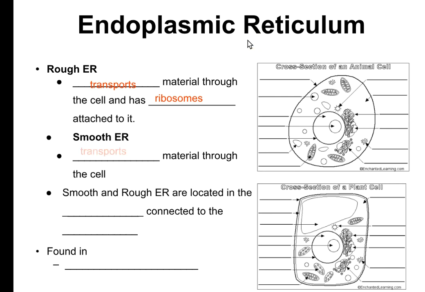Smooth ER also transports material through the cell. The smooth and rough ER are located in the cytoplasm, and they are connected to the nucleus. Because they transport material, the nucleus is sending out the most messages. And so it's important that the endoplasmic reticulum is right against the nucleus so that it can get those messages quickly and get them where they need to be in the cell. And it is found in both plant and animal cells.